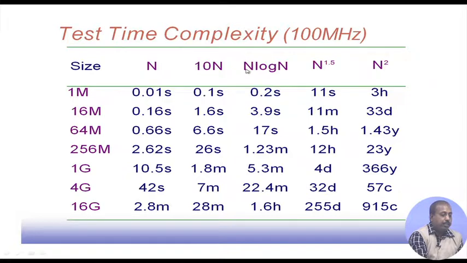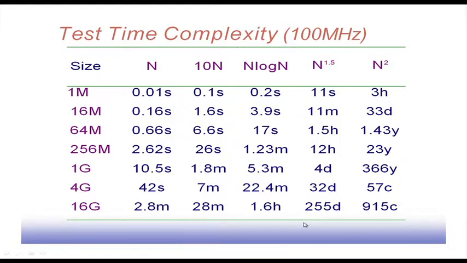If the complexity of the test application process is n log n, where n is the number of cells in the memory, then this 16 gigabit memory will require 1.6 hours to test. If the complexity is even higher, n power 1.5, then it requires 255 days to test 16 gigabit memory. And if the complexity is n square, then it will require 915 centuries to test this 16 gigabit memory. So, there actually is the complexity.